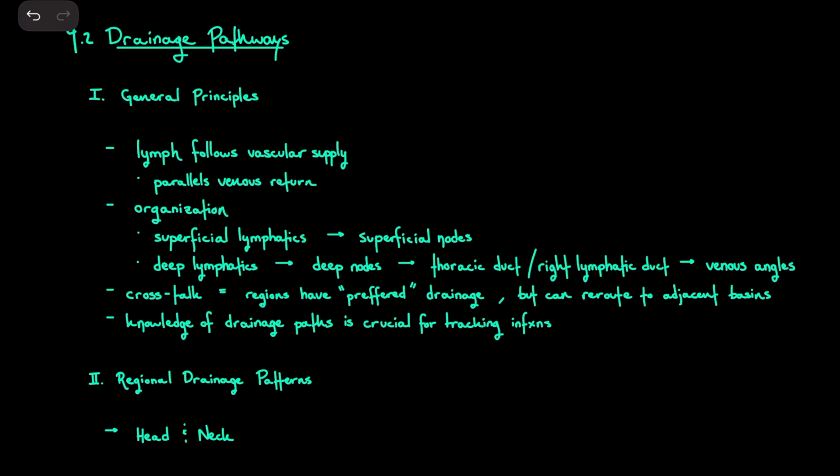So regions obviously have these preferred drainage pathways. That's what we're going to be discussing today, but a big caveat here is that there's going to be crosstalk. So despite A going to B and B going to C, there's a non-zero chance that we could get A to C, or A to X. You know what I'm trying to say? There's a preferred drainage pathway, but really it's just the path of least resistance. So if the body's angled a certain way, if there's any blockage, if there's any infection, that might change this preferred, quote-unquote, drainage. So crosstalk is definitely a thing here.